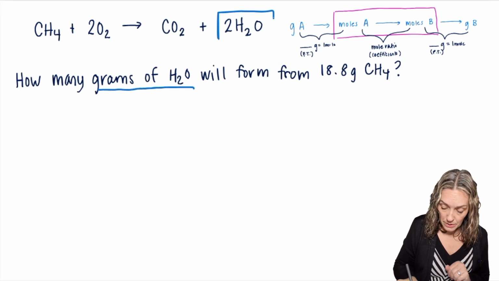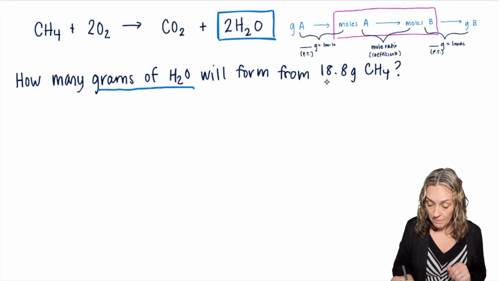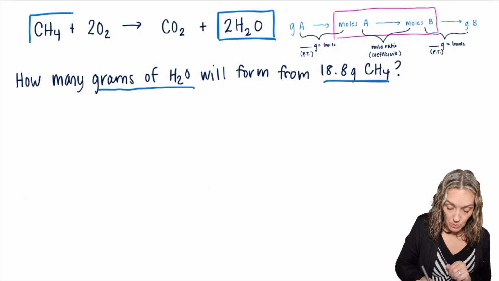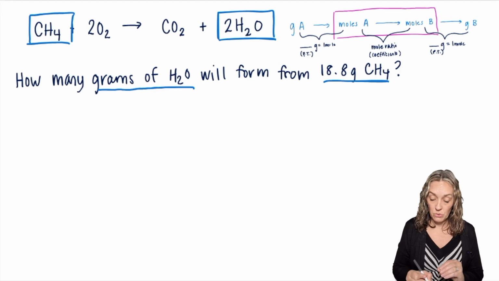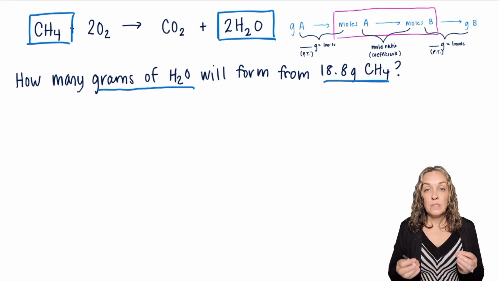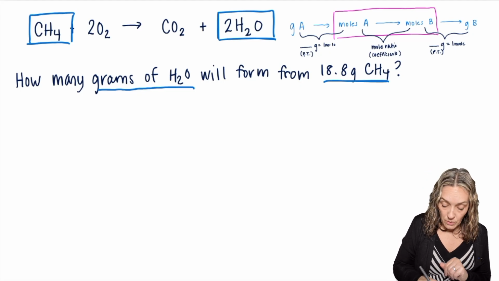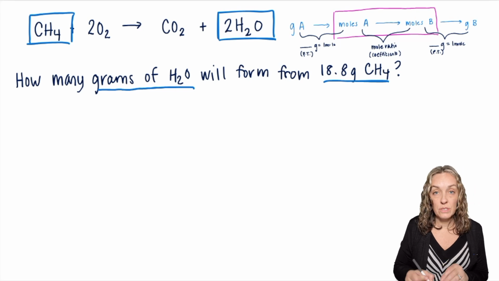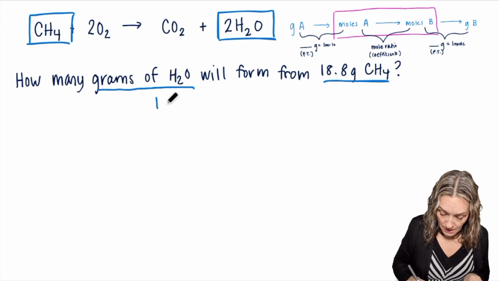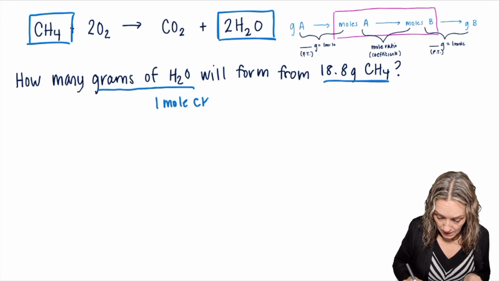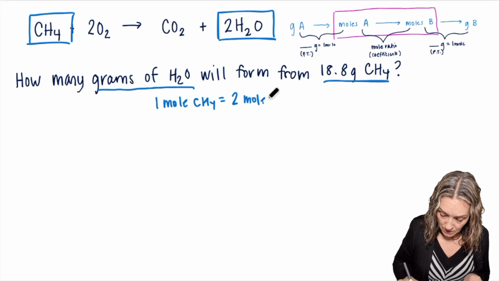So I'm going to find the H2O in the balanced equation that will form from 18.8 grams of CH4. So I care about the amount of CH4 and the amount of H2O. I want to use the ratio from the balanced equation. So in order to use the ratio, I need to compare the coefficients of the two substances that I care about the amount of. Again, if there's no coefficient written, that means that there is only 1 mole of CH4 for every 2 moles of H2O.